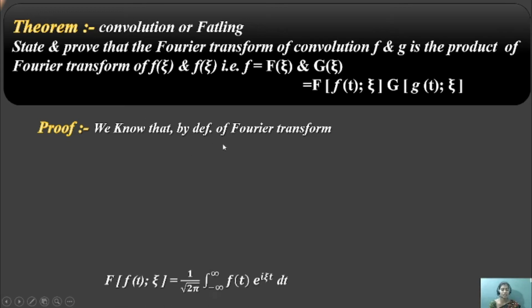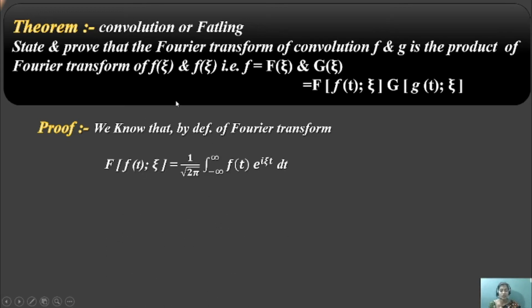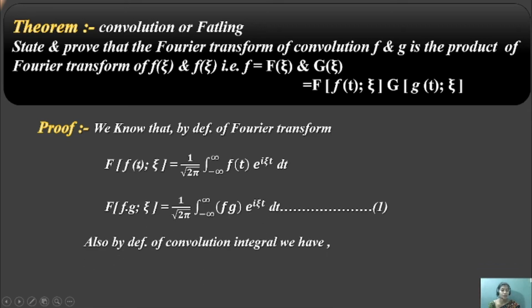Proof. We know that by the definition of the Fourier transform, the formula is: Fourier transform of f at xi equals 1 upon square root of 2 pi, integral from minus infinity to infinity of f of t e to the power i xi t dt. Then we put the function into this equation: the Fourier transform of f * g at xi equals 1 upon square root of 2 pi, integral from minus infinity to infinity of (f * g)(t) e to the power i xi t dt. This is called the first equation.